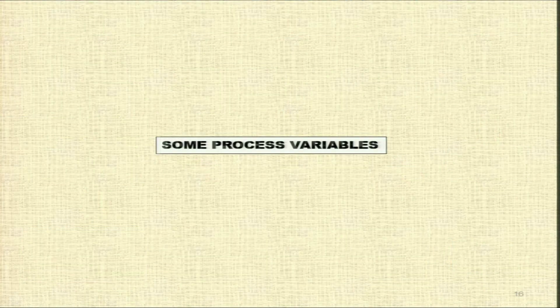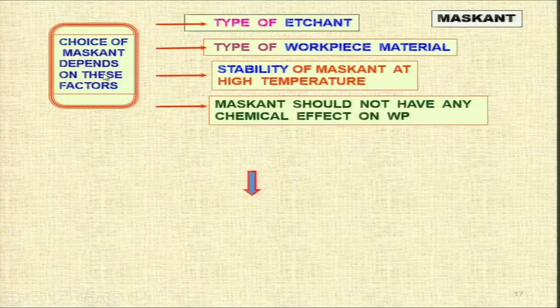Some process variables. Maskant. Choice of maskant depends on these factors. This is very important because unless you select the right kind of maskant, you are not going to get the desired workpiece properly machined. Choice of maskant depends upon the type of etchant, because the etchant should not react with or affect the maskant.